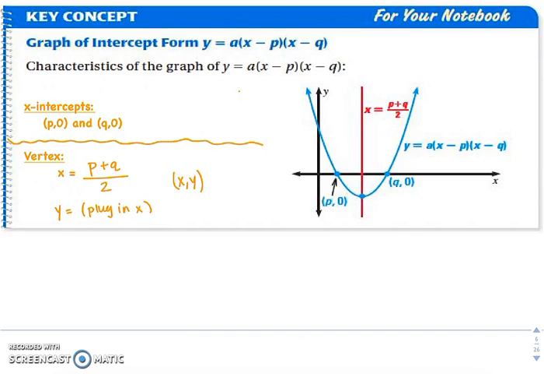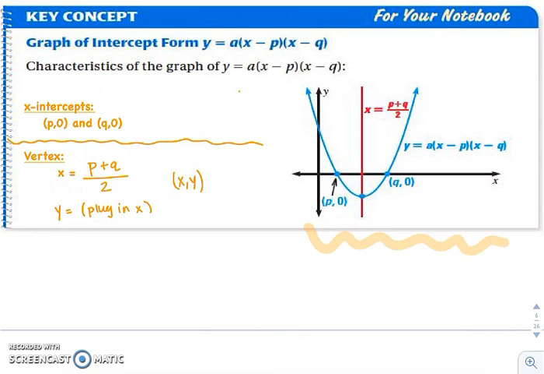Another form that quadratics come in is the intercept form, and we call it intercept form because if it's in this specific form, it actually gives us the x-intercepts of the equation. You just have to solve for them. So the picture there is of a parabola, and it's in this form: y equals a times x minus p times x minus q.